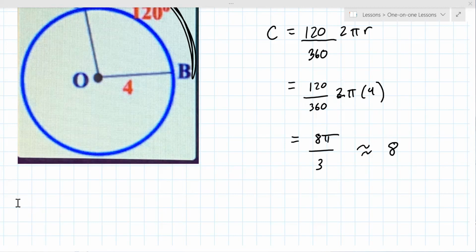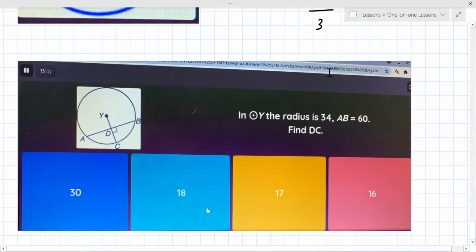All right, so back to, I'm sharing my screen. In the circle Y, the radius is 34. Okay, that's Y to C. And then AB equals 60. But they just want DC. That's interesting. They just want DC. So the whole thing here is 34.